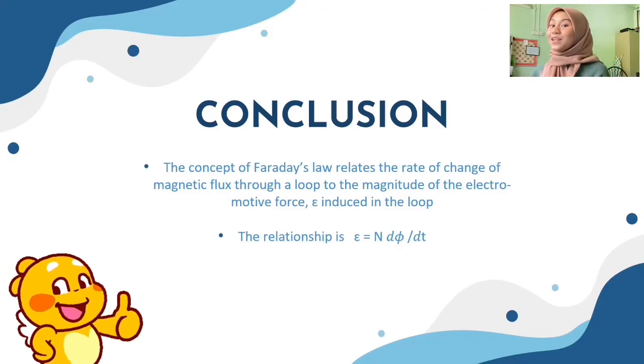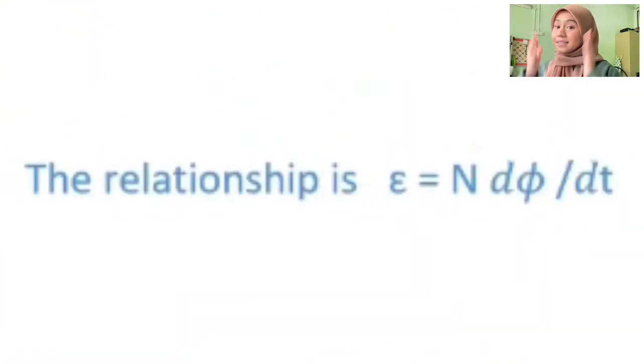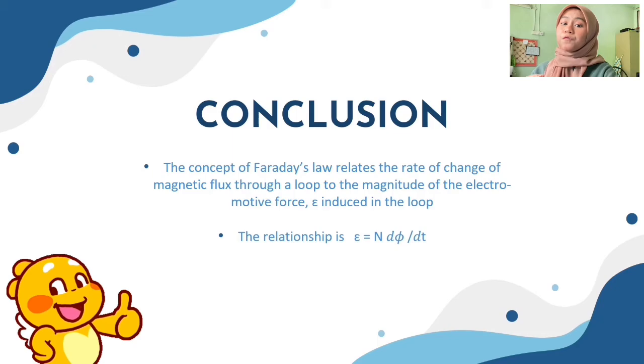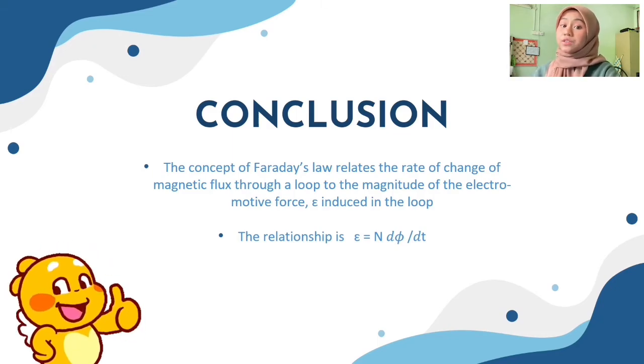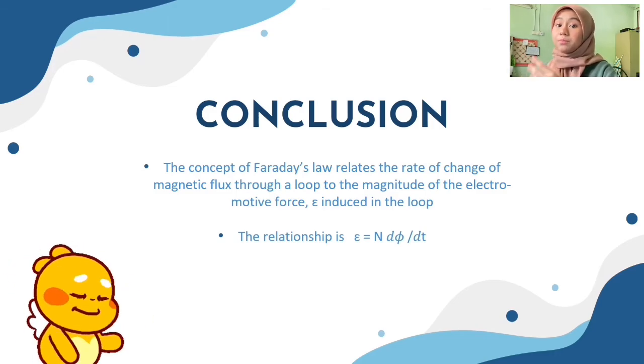So now we are going to talk about the conclusion. In conclusion, the concept of Faraday's law relates the rate of change of magnetic flux through a loop to the magnitude of the electromotive force induced in the loop. Since both voltage and EMF are measured in the same unit, which is the volt, it is always sufficient to think of EMF as voltage in practice.